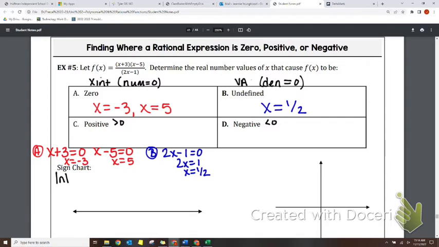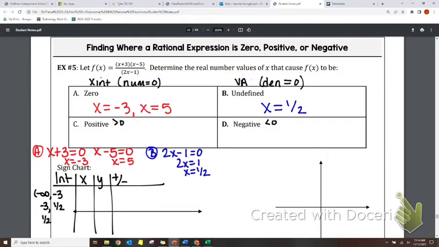So I'm going to do my interval, x's, y's, and then the sign. So I'm going to use plus or minus. All right, so our interval is always going to start with negative infinity, and it goes to our smallest critical value, which is our negative 3. Then we go from negative 3 to our next smallest critical value, which is the 1/2. From 1/2, we go to our next smallest critical value, which is 5, which is also our largest. So from 5, we go to positive infinity.